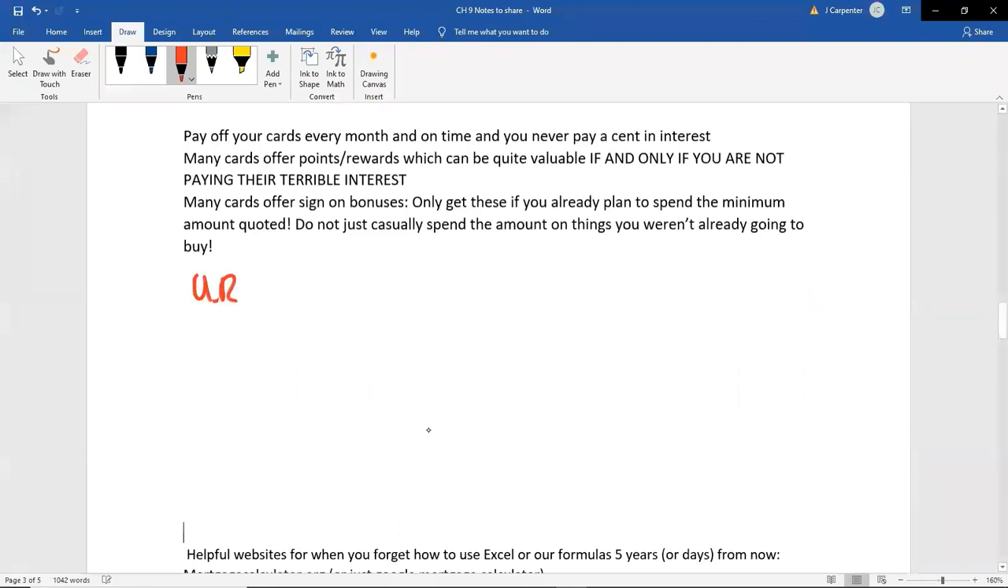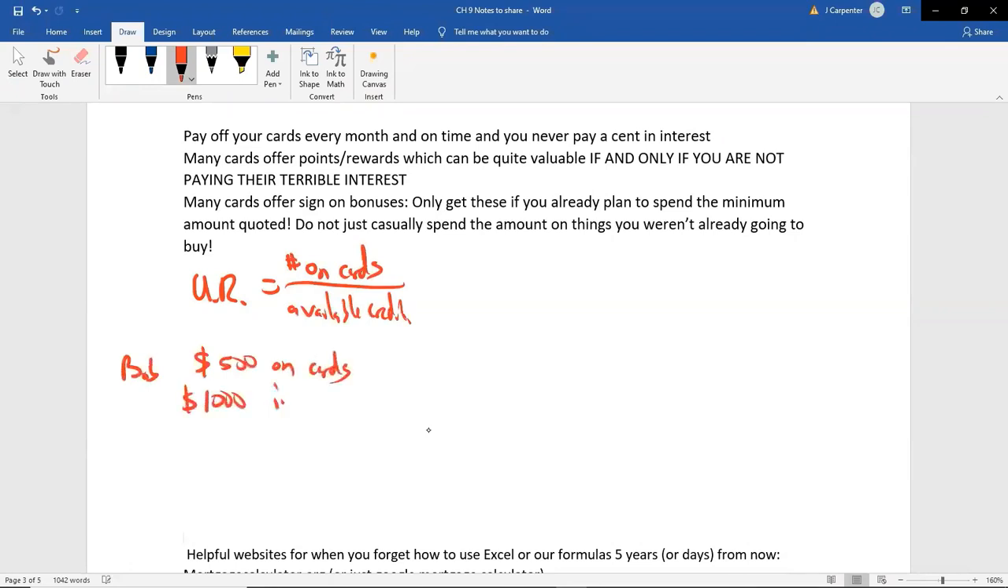Utilization ratio, I'm just abbreviating it for the interest of time. Utilization ratio, or your rate of credit. That's how much on the cards to available credit. So let's say Bob has $500 on the cards and $1,000 in credit. His utilization ratio is 500 over 1,000. Oh, look, a ratio, which is 0.5, which is 50%. That means 50% of his credit is being utilized currently, and that's not good. That's going to drop Bob's credit score.